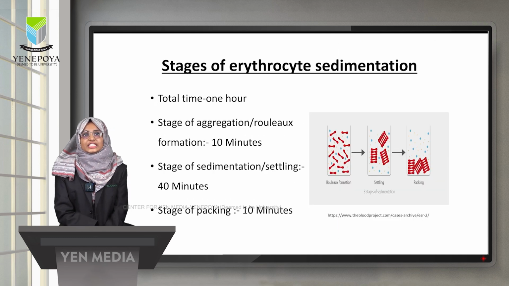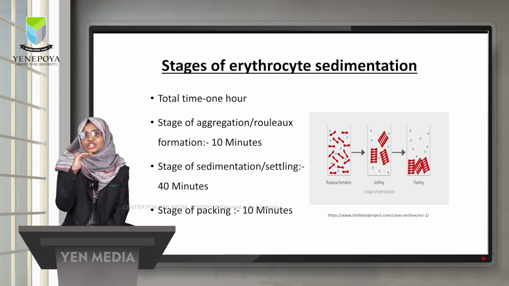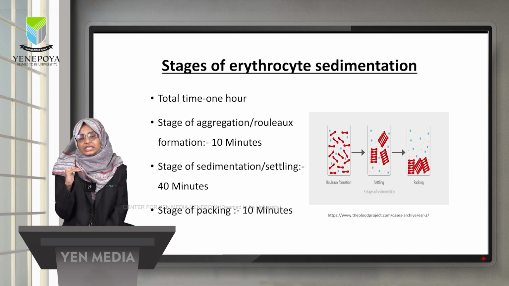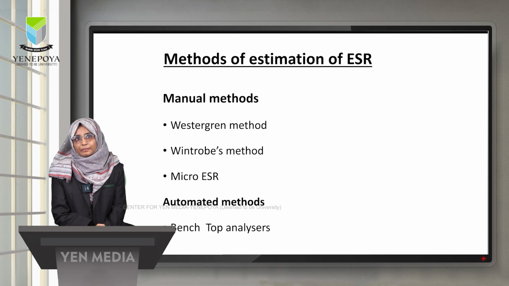Moving on to stages of erythrocyte sedimentation. The total time of ESR is 1 hour. In that, the initial 10 minutes is the stage of aggregation or rouleaux formation. The next 40 minutes is the stage of sedimentation or settling, and the final 10 minutes is the stage of packing. So as we can see, first is the stage of aggregation or rouleaux formation, next is the stage of settling, and the final stage is the stage of packing.